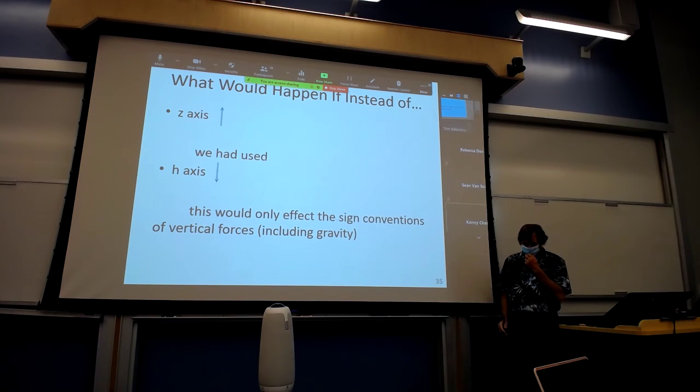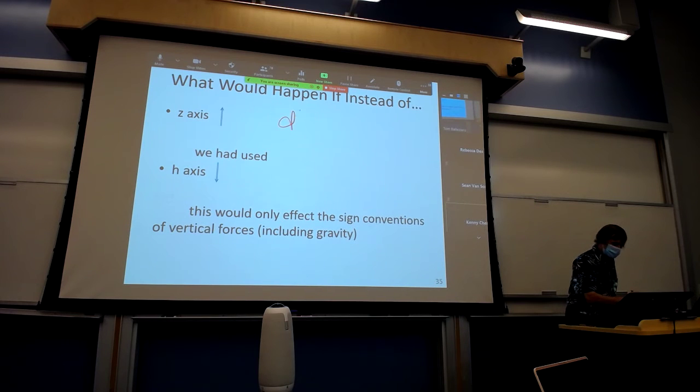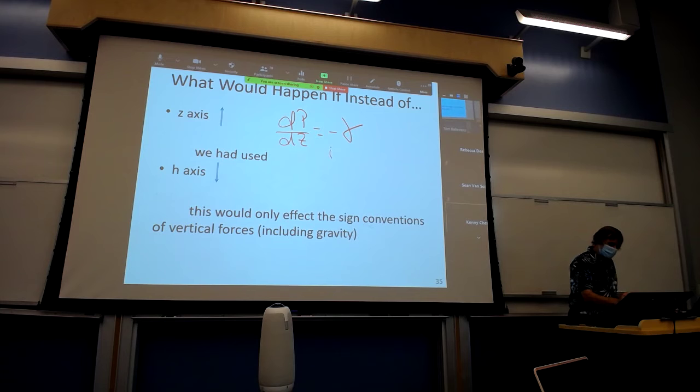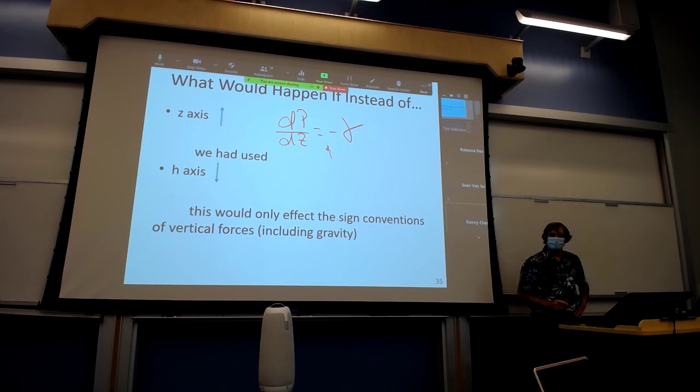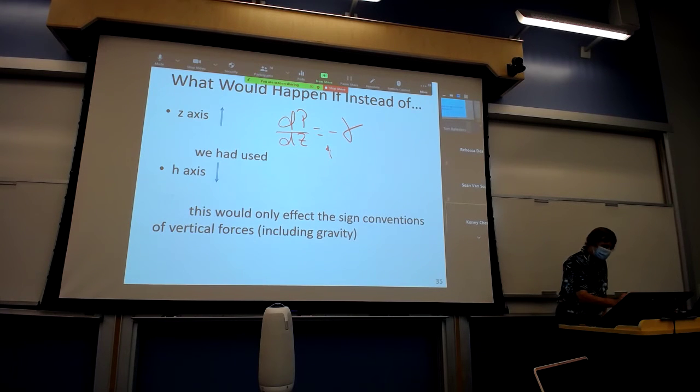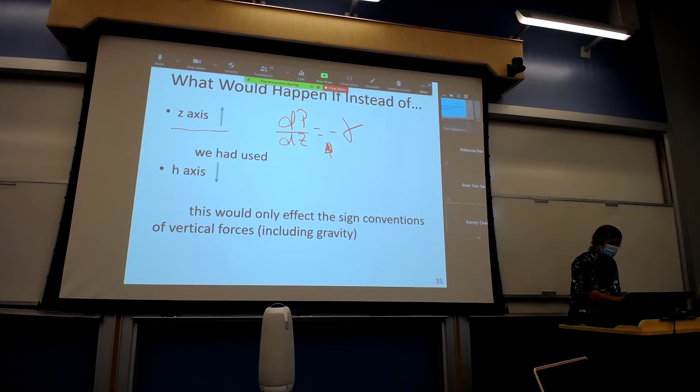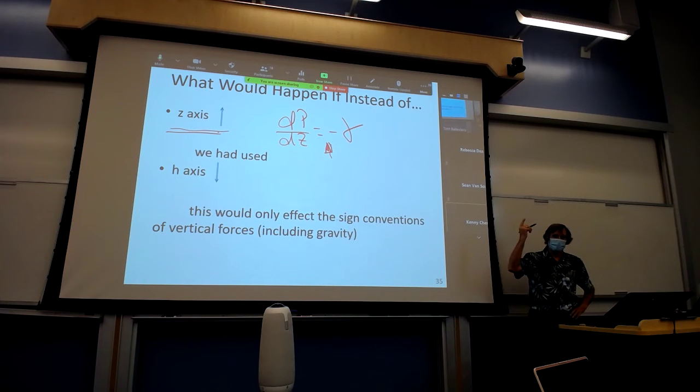So, right now we have this equation. And that negative sign, as we just saw in the questions that were being asked, can lead to a lot of furrowed eyebrows. And it all results from the fact that we assumed that z was positive upwards.